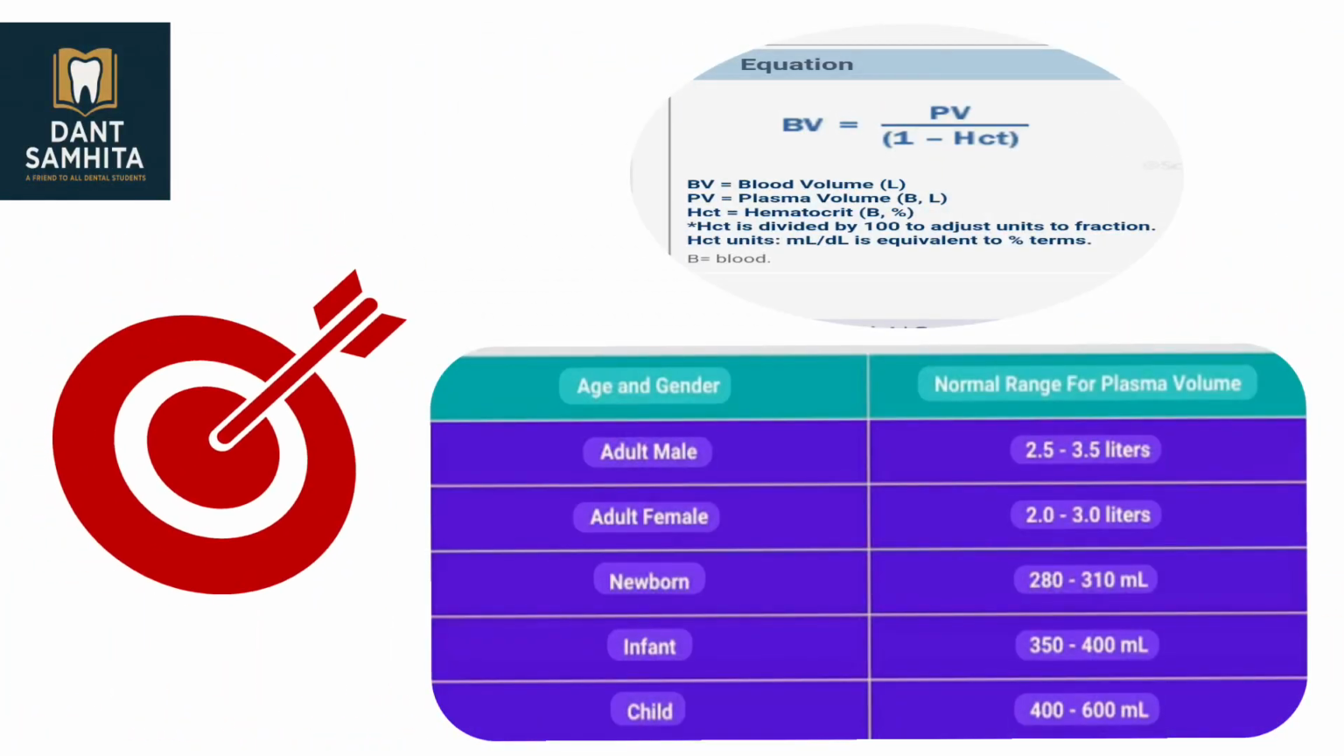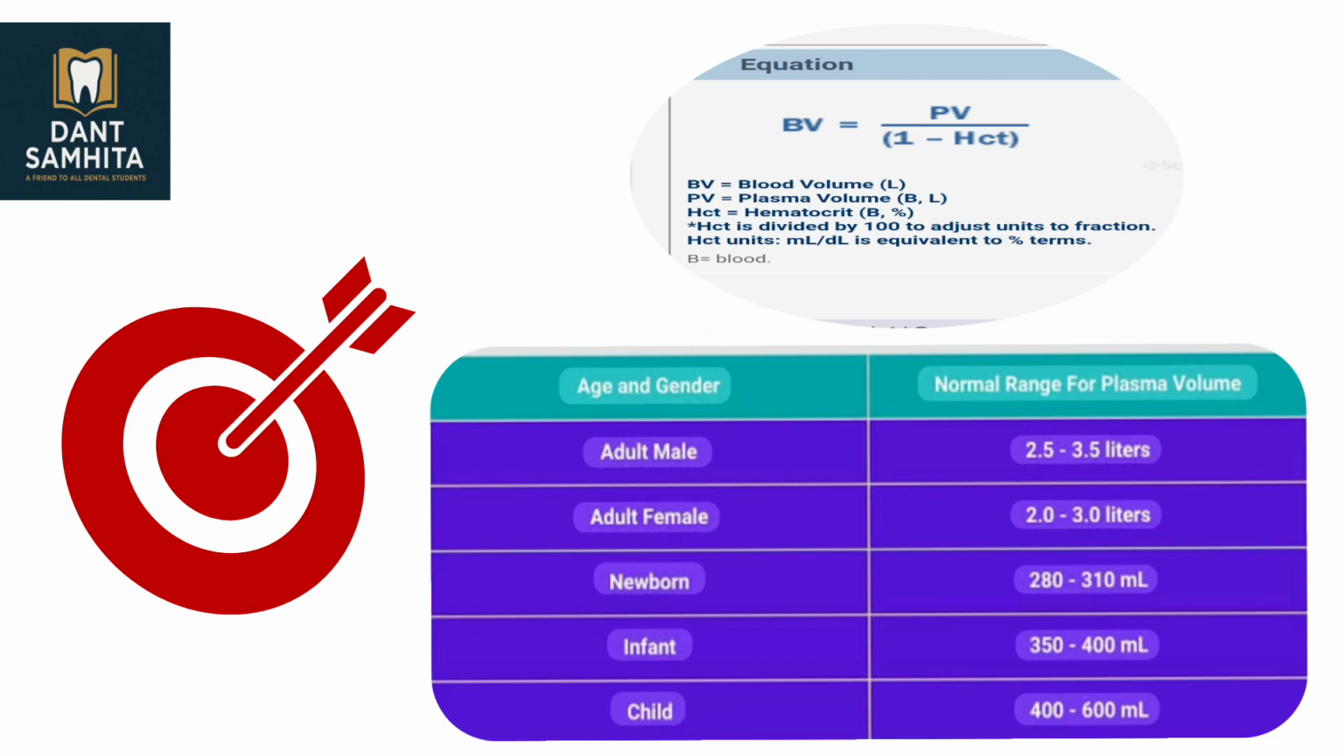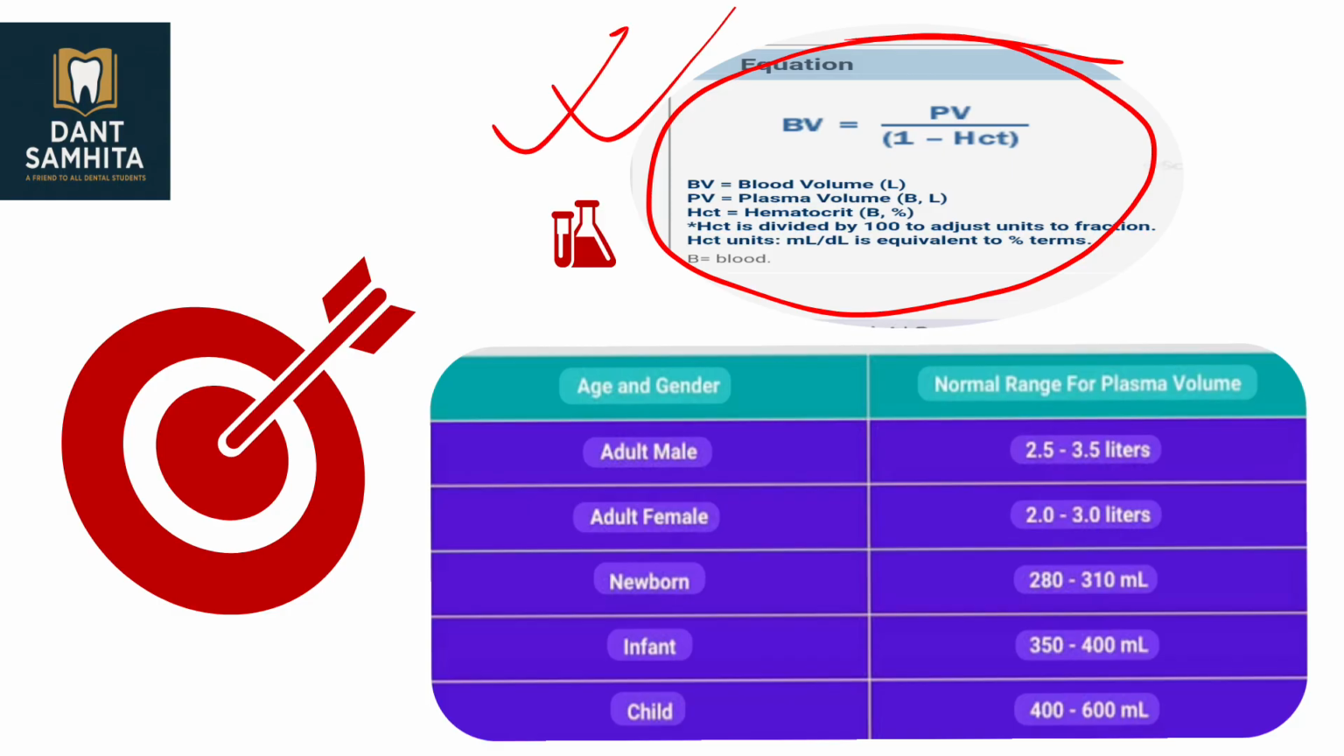Coming to the next, how to record the volume of plasma, that is how much plasma is there in the human body. That is very well explained in this formula. Here they are saying that BV, that is blood volume, is equal to plasma volume divided by 1 minus HCT. HCT is nothing but the hematocrit value. This is very important and has to be clearly remembered. BV is blood volume, which is equal to plasma volume divided by 1 minus HCT.